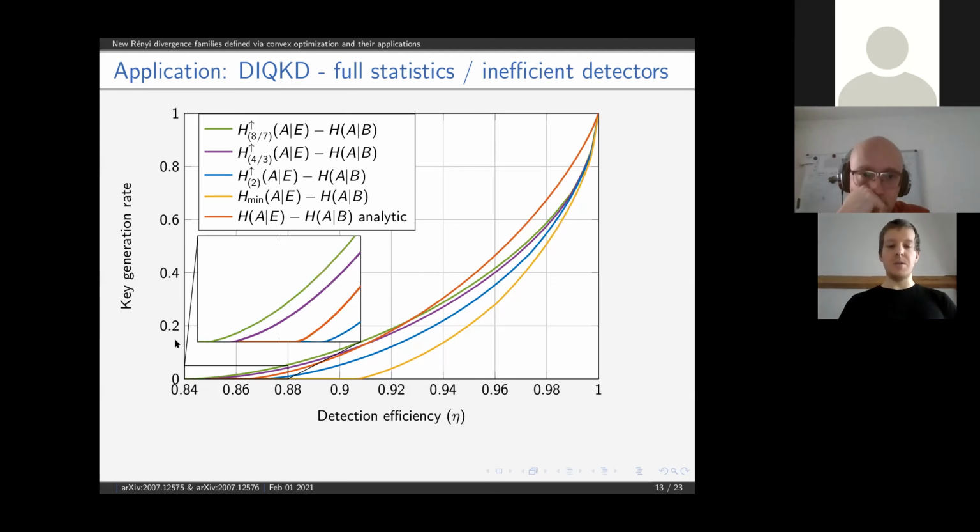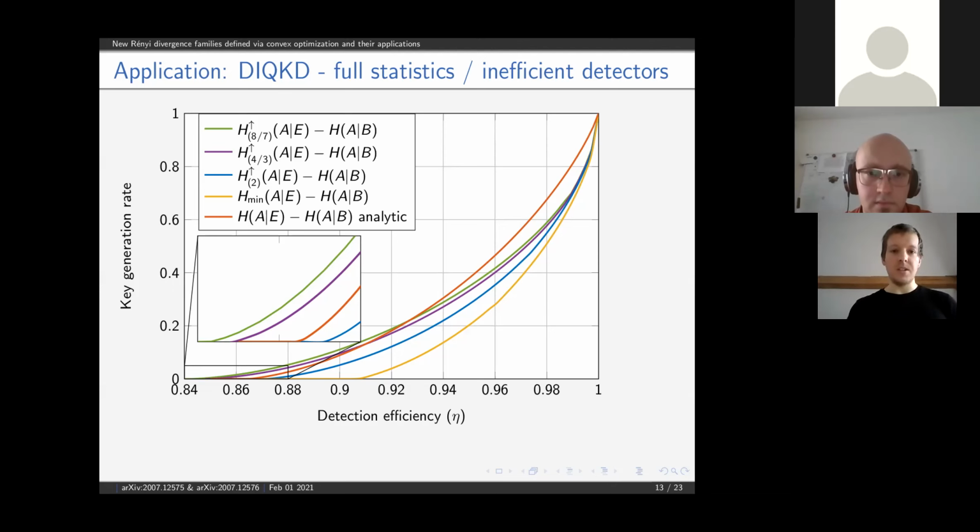So if we zoom in on the bottom left corner, we see that as we move through the family of entropies, we get increasingly better rate curves. Previously, for the standard DIQKD protocol, the best known bound was this red curve here, based on the CHSH game. And we see that at least for the 4/3 and 8/7 entropies in our family, we get improved rates and we get new minimal detection efficiency requirements for DIQKD.